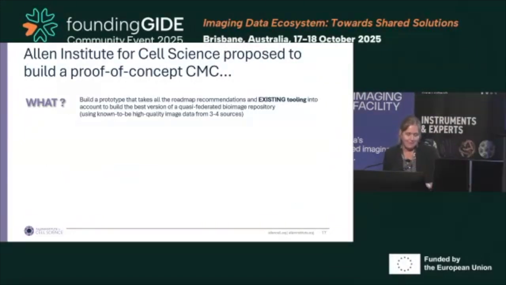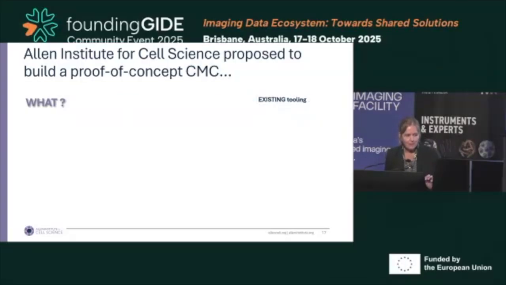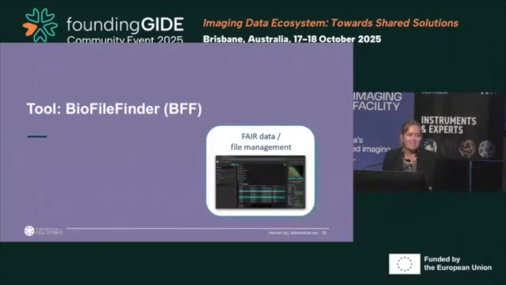Once again, the Allen Institute proposed to build this proof of concept with existing tools that we have in-house, that we've built for ourselves. And one of the tools we're proposing to use at the moment is Biofile Finder, or what we call BFF. This was developed for scientists working behind the microscope to organize their data. And that's why we thought it was a cool thing to call it BFF. It's truly their BFF. We have lots of people commenting on that. So let me just introduce you to the tool very briefly.